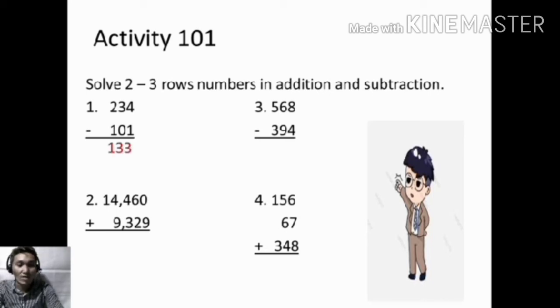Number 1, the answer is 133. Okay, number 2, the answer is 23,789. Number 3, the answer is 174. And number 4, the answer is 571. So, who got 4? Okay, very good.